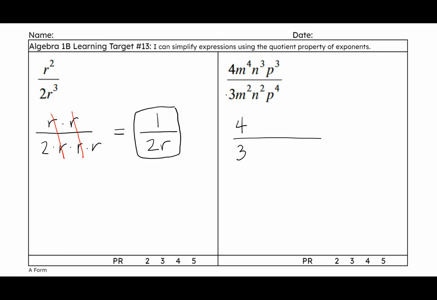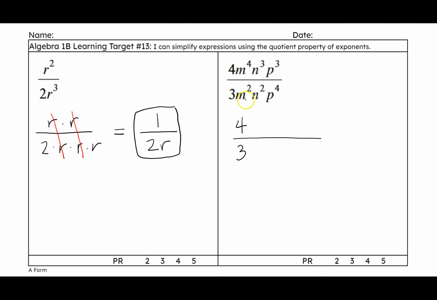The greatest common factor of 4 and 3 is just 1, so that'll be itself. All right, so now I've got m's, n's, and p's. Let's do these one at a time. I've got 4 m's upstairs and 2 of them downstairs. The smaller number is 2. That means that there's 2 groups of them that I can cross off upstairs and downstairs.